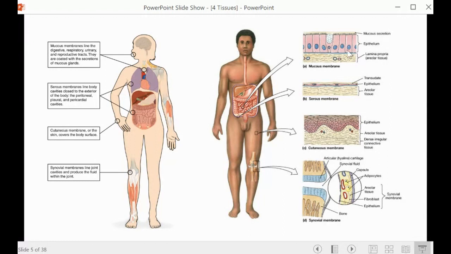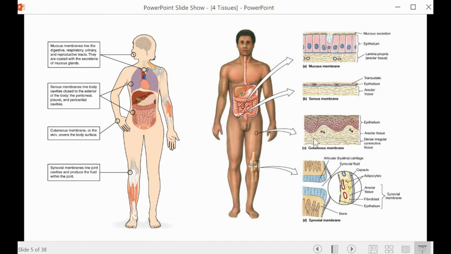Okay, and so here we can see them, right? There's the mucous membranes. This is what they look like when we sort of look under the microscope. Okay, we have this lamina propria, which is an areolar tissue. Okay. Then you can see the epithelium and then the mucus secretions on top. Okay. And then we have our serous membranes. Remember, serous membranes are going to be those membranes that are closed. Okay. And so we have areolar tissue here, and there's the epithelium. It's much thinner.